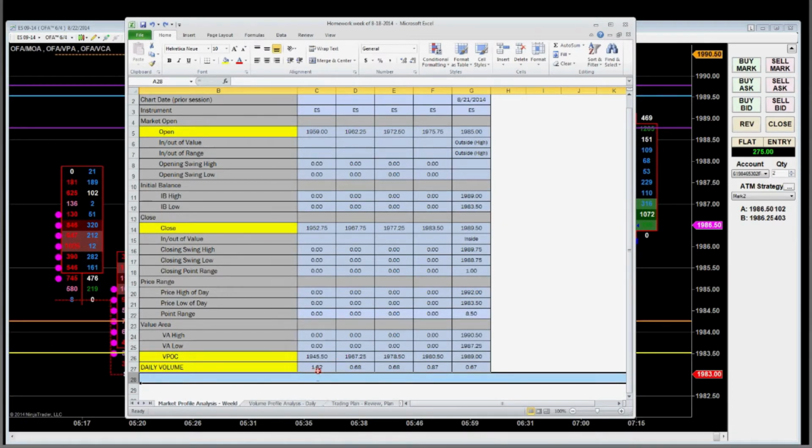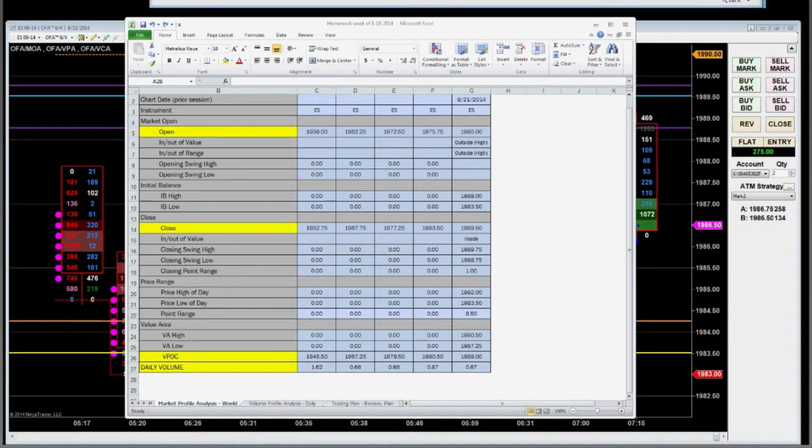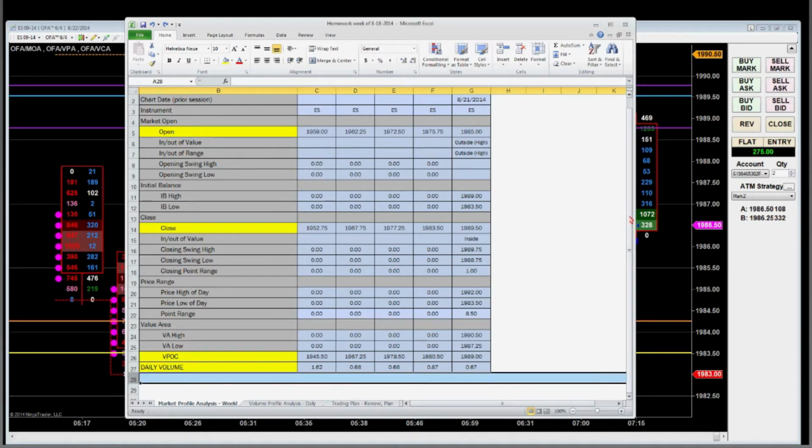So when I look at Friday's range, and there must have been another news event, there were 1.62 million contracts on Friday. Let me bring this over. Hang on a second. Friday had a pretty big range as well, but 1.62 million contracts. And for August, was that the 15th, 16th? That's a lot of contracts.